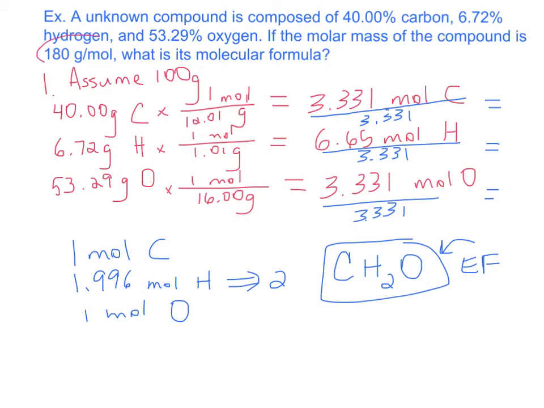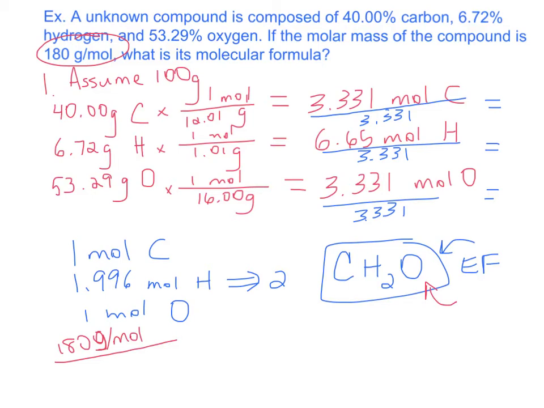So let's take the molar mass of the compound, which I give you. Notice that it's up here. I give that to you, 180 grams per mole. So we'll take 180 grams per mole and divide that by the empirical mass. The empirical mass is the molar mass of your empirical formula. So we need to add up the molar mass of our empirical formula. So 1 carbon, 2 hydrogens, and 1 oxygen. What's the molar mass of that?